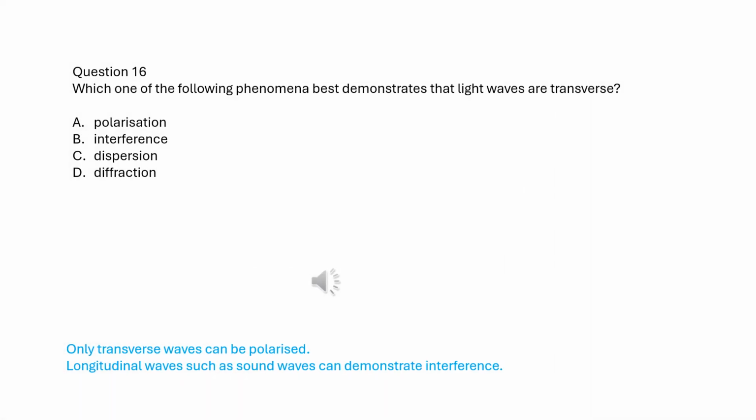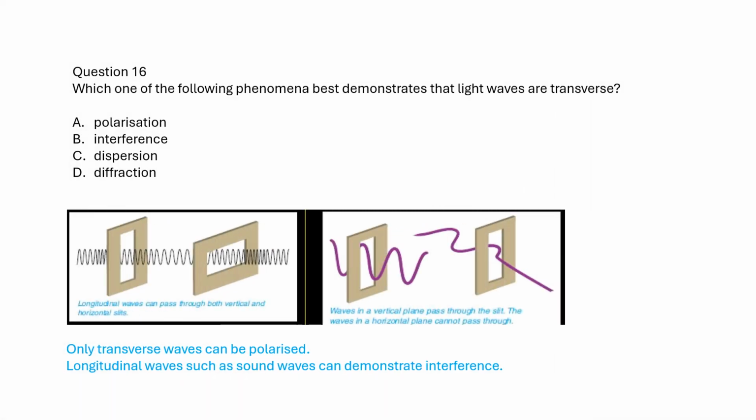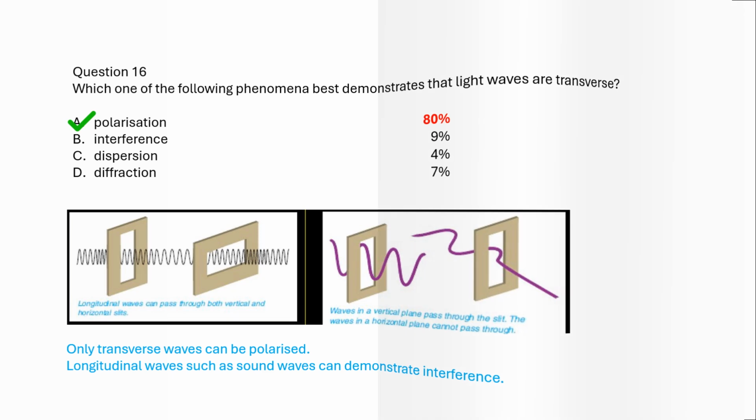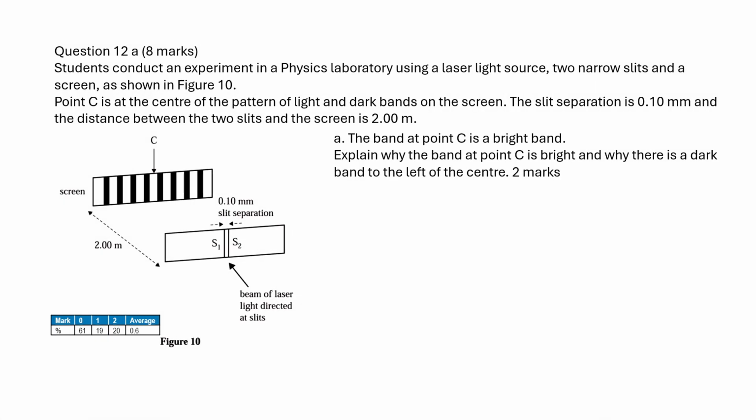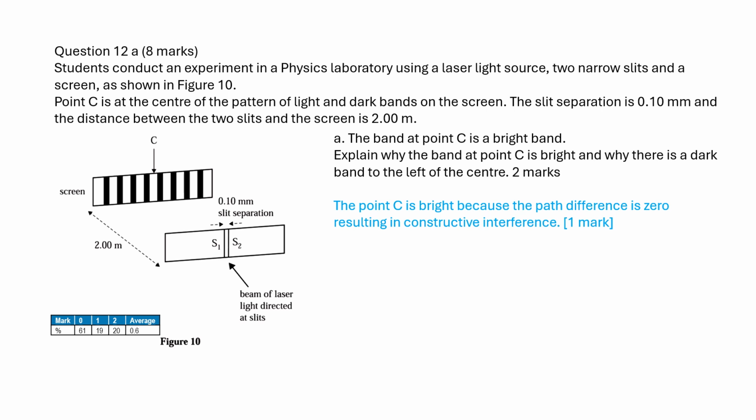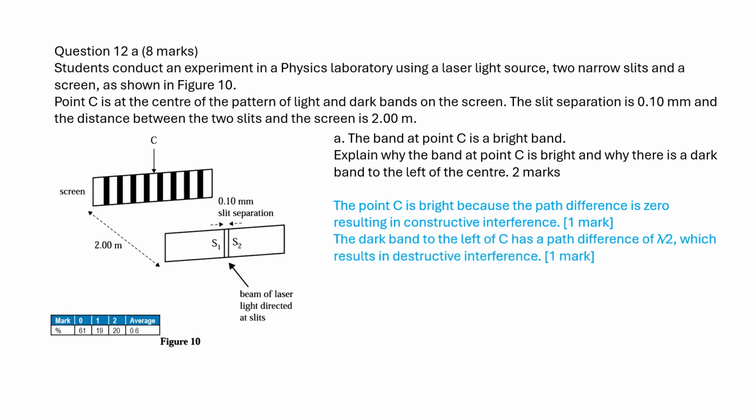Only transverse waves can be polarized. Longitudinal waves such as sound waves can demonstrate interference. The point C is bright because the path difference is zero, resulting in constructive interference. The dark band to the left of C has a path difference of half a wavelength, which results in destructive interference.